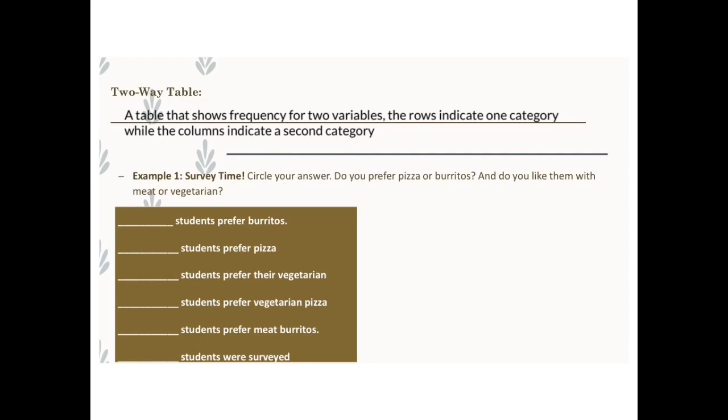The question is, do you prefer pizza or burritos? So we have two categories, preferring pizza or burritos. Once we have that question answered, we have subcategories, which would be, do you like them with meat or do you like it vegetarian? So this question was sent out and we got a bunch of responses. We're going to look at those responses on the next slide and then use those to help fill out our two-way table.